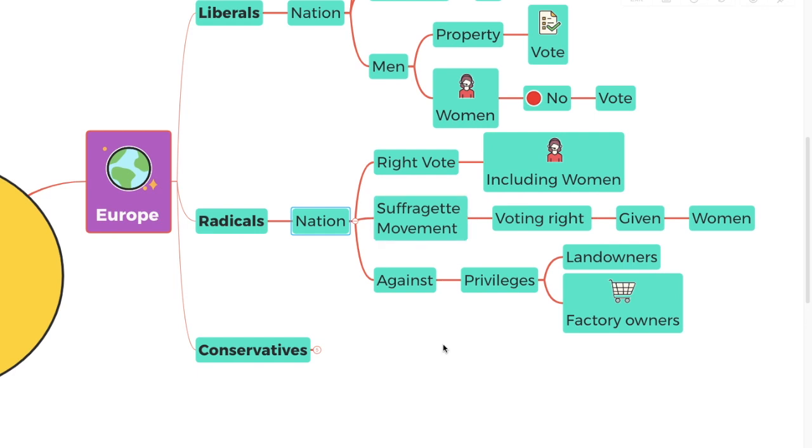They were against the idea of owning private property. So they were against the privileges that big landowners and factory owners had.